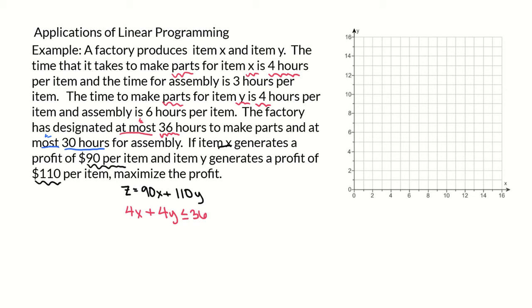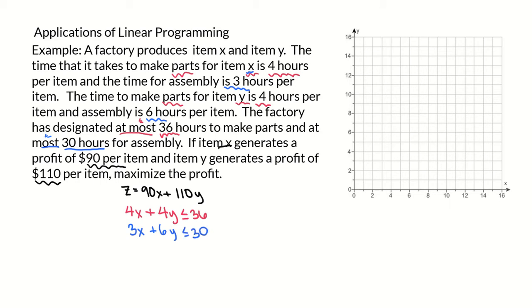So now the assembly for X is 3 hours per item. So 3 times the number of X items made. And assembly for Y is 6 hours per item. So plus 6 times Y. And that is at most 30 hours, so less than or equal to 30.